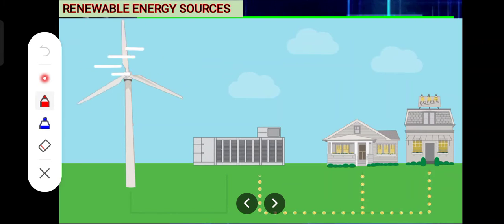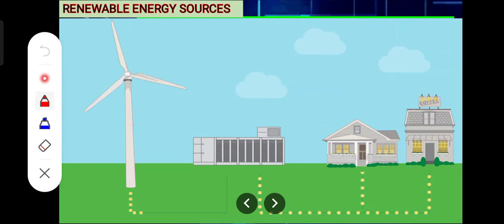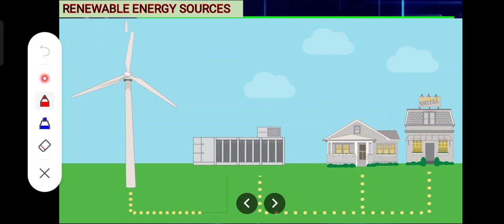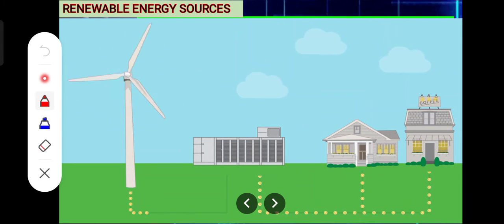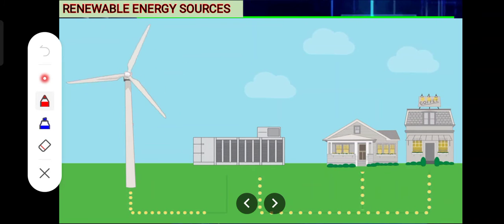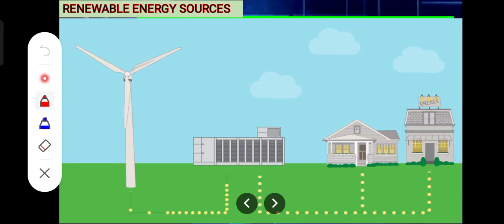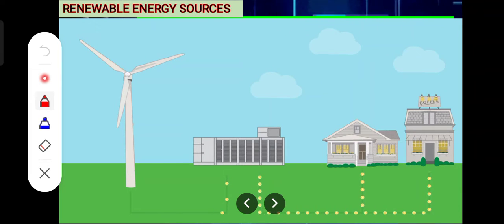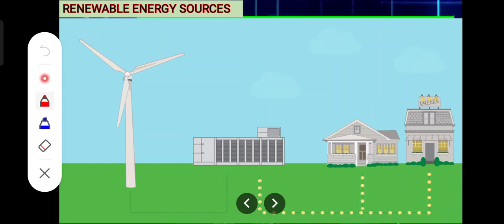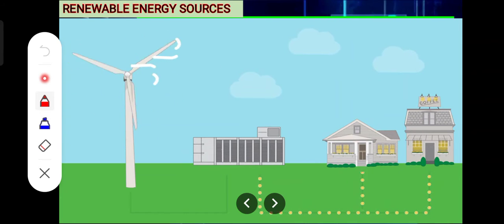So, the turbine converts the kinetic energy from the wind into mechanical energy. Then, a generator converts the mechanical energy from the turbine into electrical energy. The generator power is stepped up to a higher voltage from the substation and then exported for transmission.